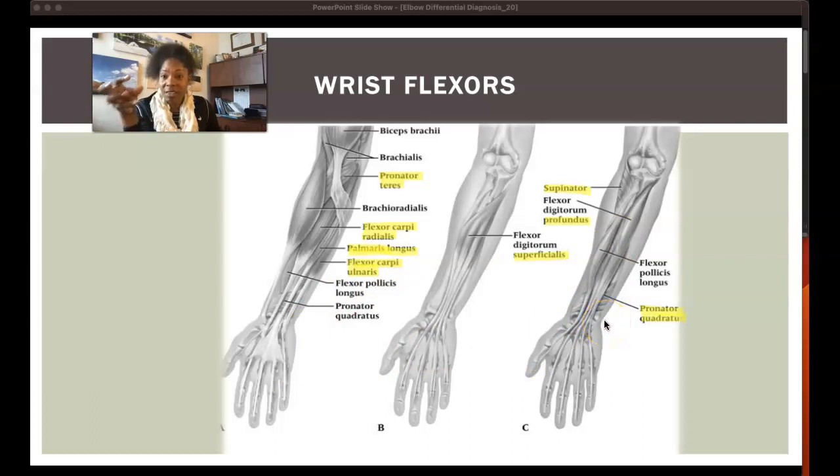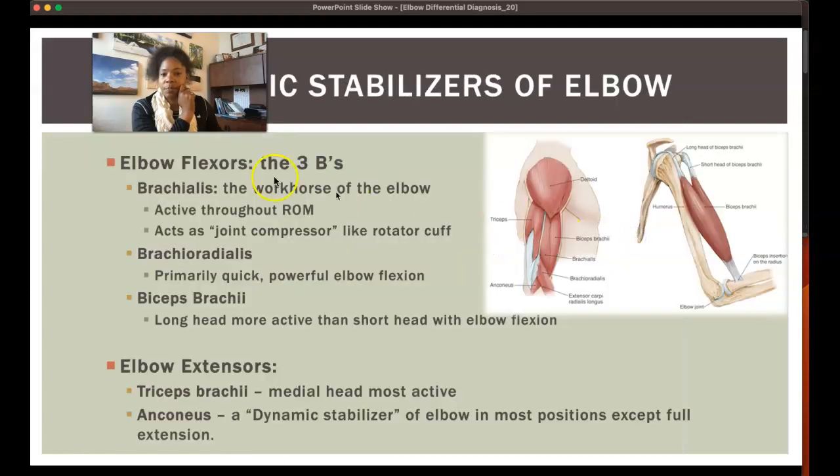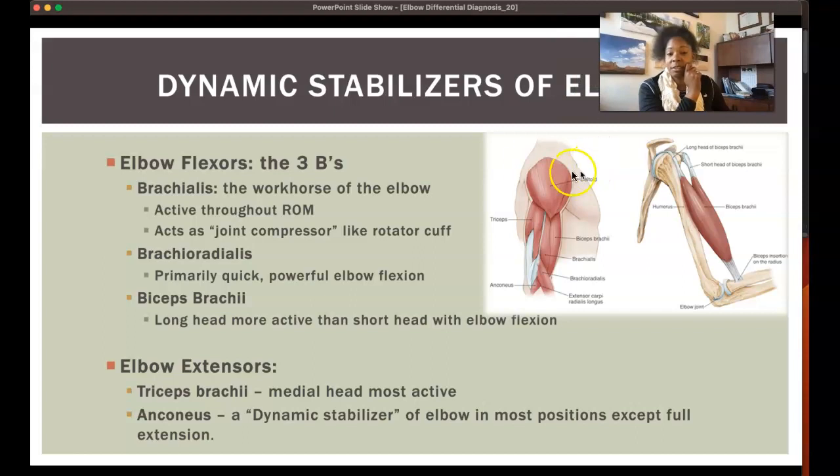So you've got a lot of anatomy rich in this slide that you're going to have to learn and own. And most certainly you should own all of the functions of each of these muscles, because they all do different things at the elbow and the wrist. So I'm going to move forward to the dynamic stabilizers of the elbow, and we'll break it down a little bit further.